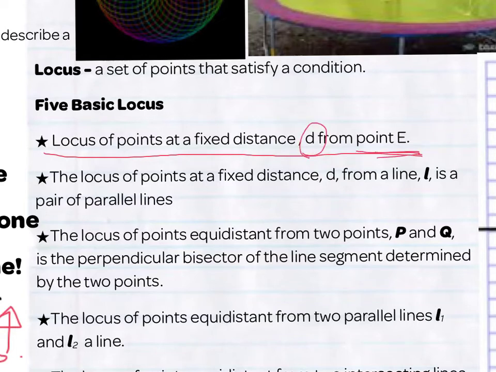Think about point E. If I make point E, then there's going to be a set of points a fixed distance from point E. And you're thinking about it, you're right. It is a circle. So a circle is a locus because all those points are going to be the same distance from E. All of them are going to be our radii or radius. Let's just add that in, that this first one is a circle.